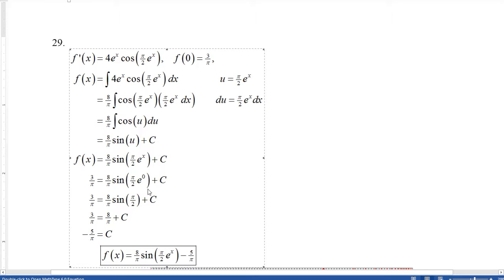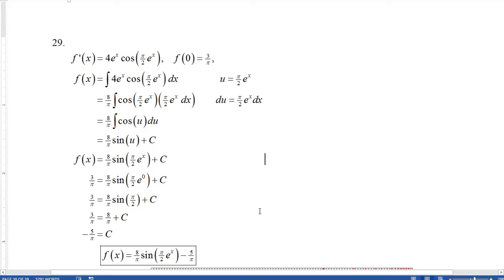Now just solve this equation for c. E to the 0 is 1, so we got sine of pi over 2. Sine of pi over 2 is 1, so 1 times 8 over pi is 8 over pi. Subtract 8 over pi from both sides and you get negative 5 over pi equals c. Plug that back in place of c right here, and we see the function we're looking for is 8 over pi times sine of pi over 2 e to the x minus 5 over pi.